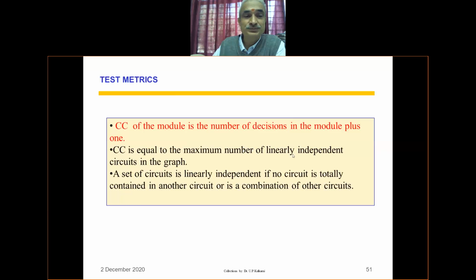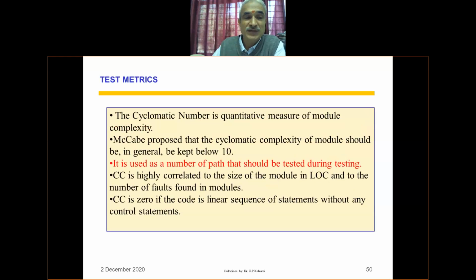I'll tell you, right? So CC, cyclomatic complexity of a module, is the number of decisions in the module plus 1, right? It is also equal to the maximum number of linearly independent circuits in the graph. Hope you all understand that. A set of circuits is linearly independent if no circuit is totally contained in another circuit, or is a combination of other circuits. Leave it. What is the use of that? It is used as the number of paths that should be tested during the testing.